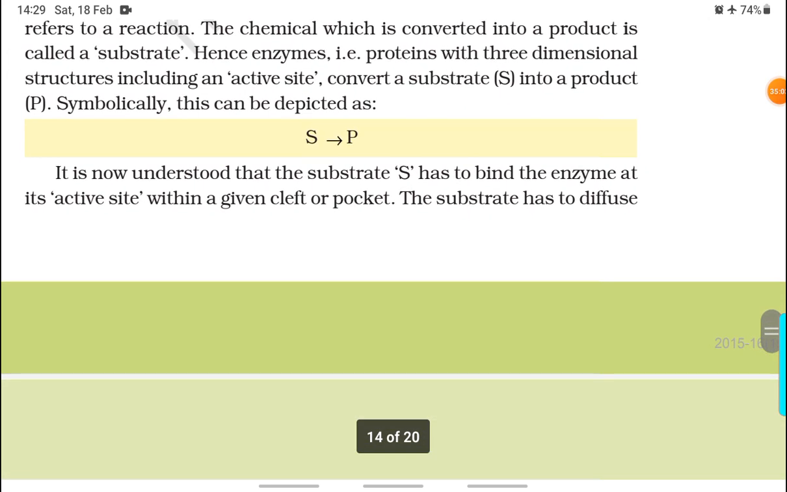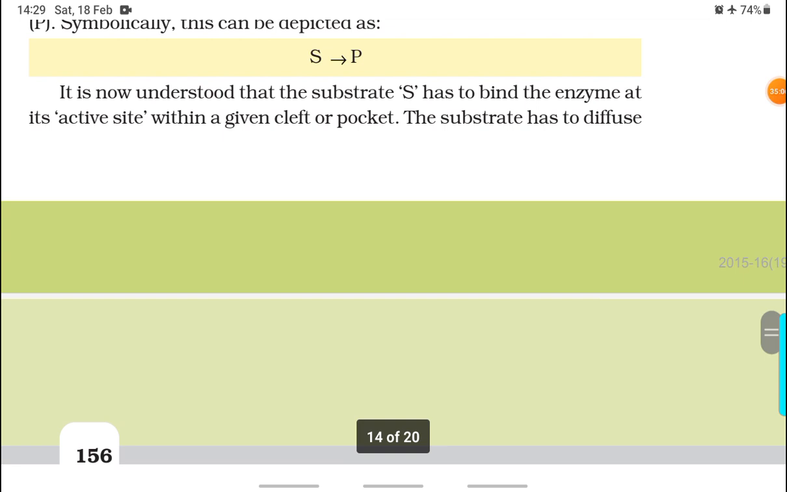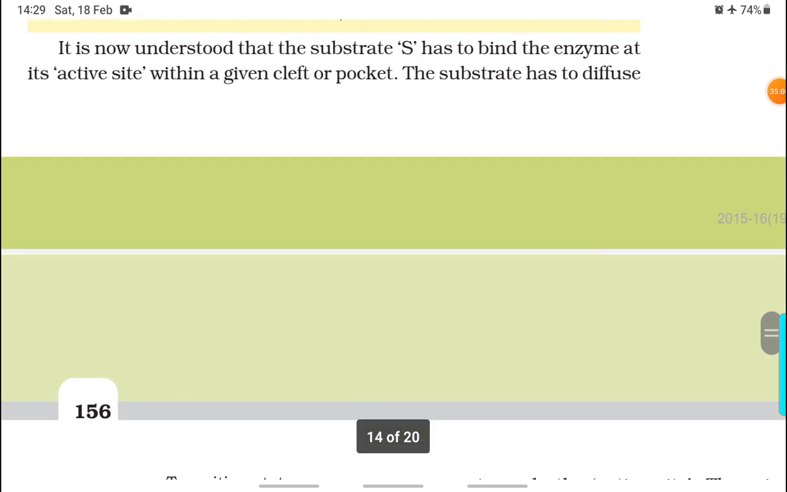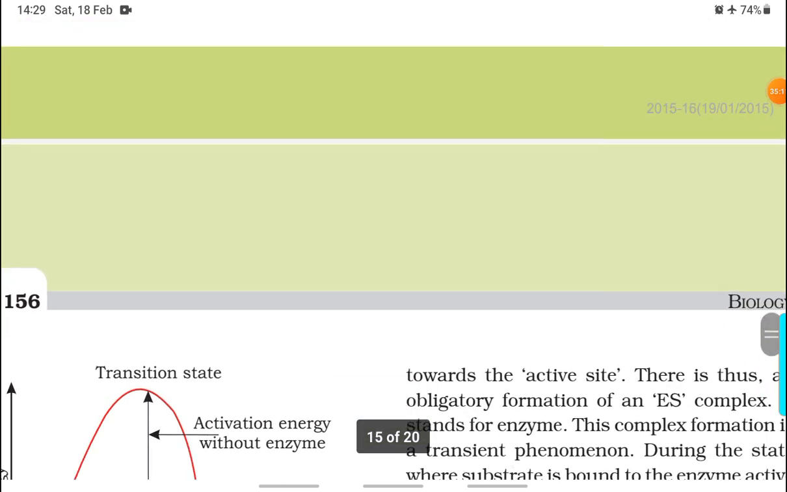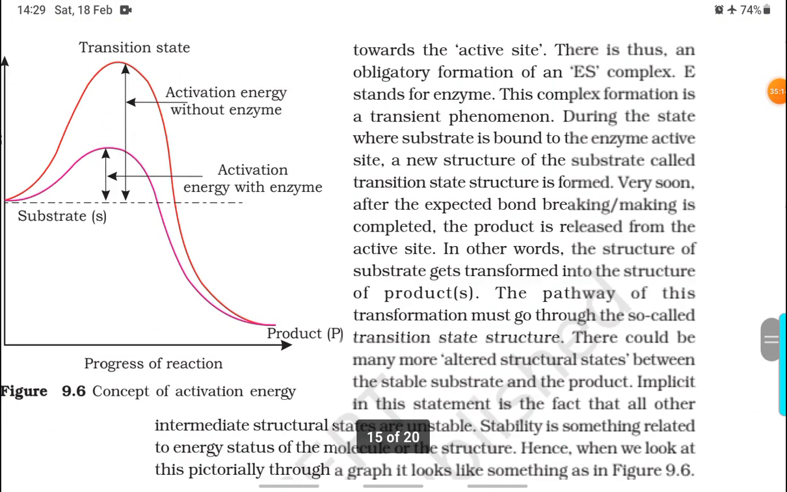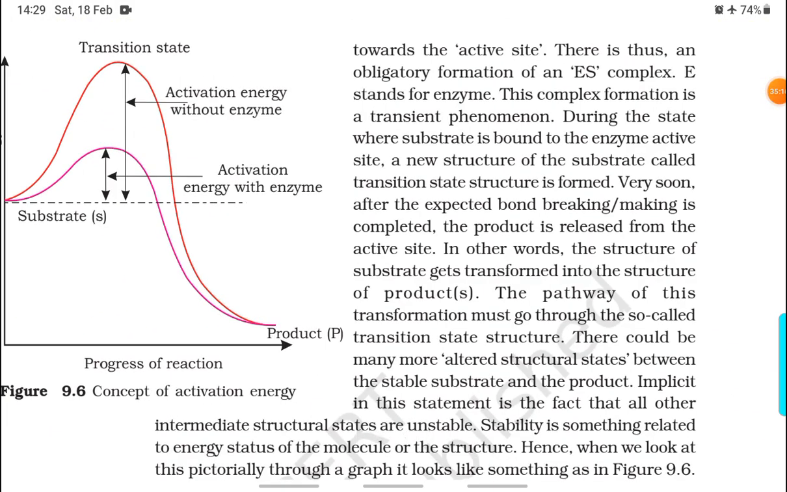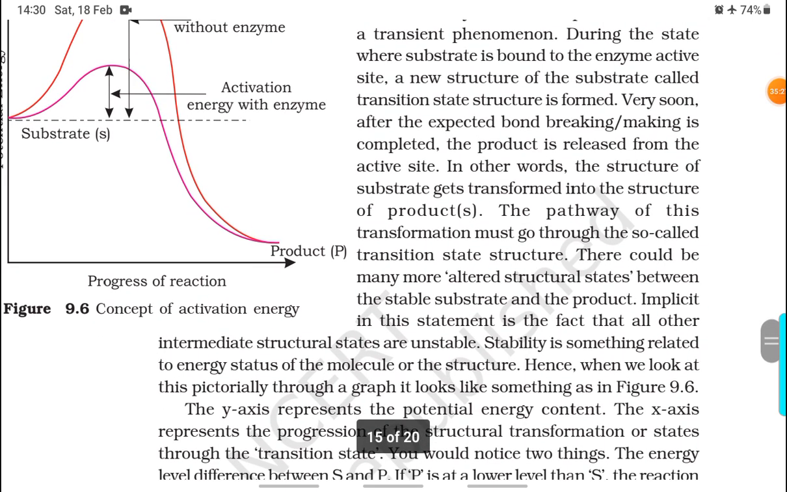It is now understood that the substrate S has to bind the enzyme at its active site within a given cleft or pocket. The substrate has to diffuse towards the active site. Thus, there is an obligatory formation of an enzyme substrate complex, ES, where E stands for enzyme. This complex formation is a transient phenomenon. During the state where substrate is bound to the enzyme active site, a new structure of the substrate called the transition state structure is formed. Very soon after the expected bond breaking or making is completed, the product is released from the active site.